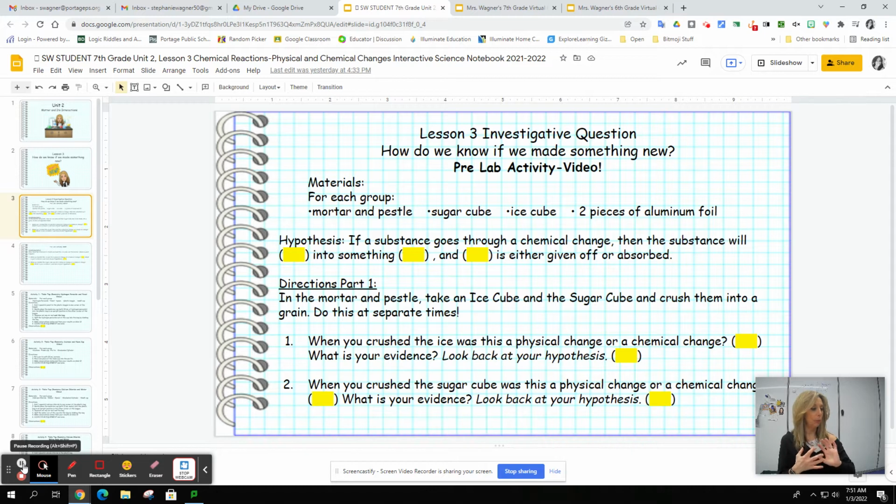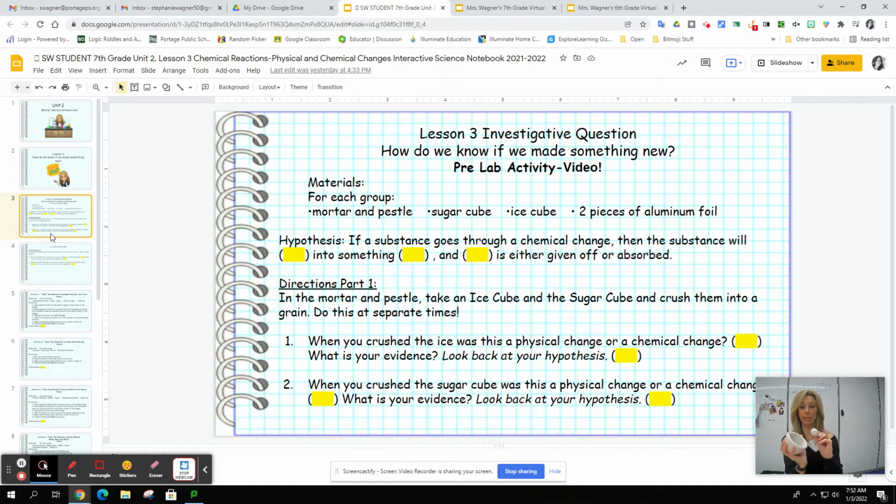All right, so in this lesson, we're going to do a few examples and some lab investigations to determine if we have a physical change or a chemical change, okay? The very first one, we're on slide 3 here. This is a pre-lab activity, just to get us looking at the difference between physical and chemical changes. We're going to use a mortar and a pestle, which is something like this.